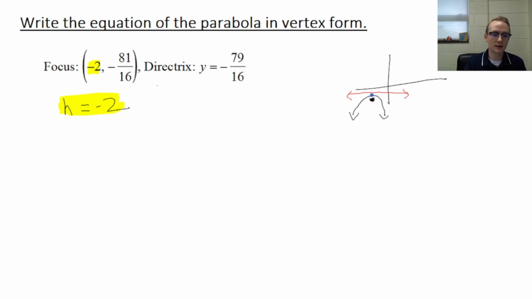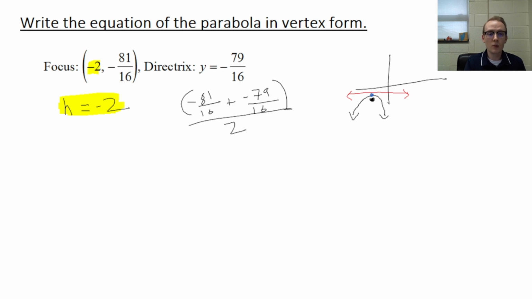And this one's pretty obvious to see, but if you need to, you can always add those two values together. Negative 81 over 16 plus negative 79 over 16, and divide it by 2, kind of like finding the midpoint, but the directrix isn't necessarily a point. It's a line, but we're using the point on the line that also has an x-coordinate of negative 2.